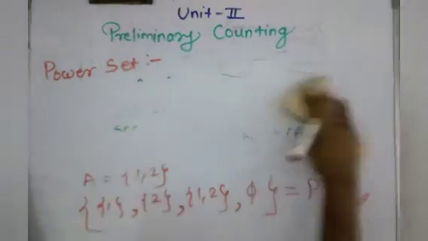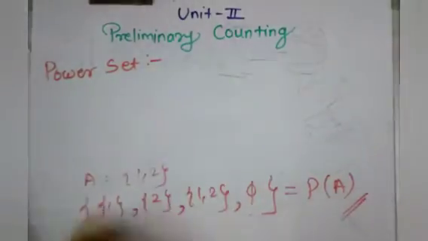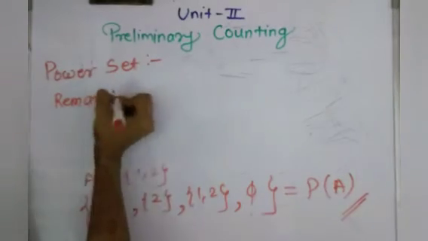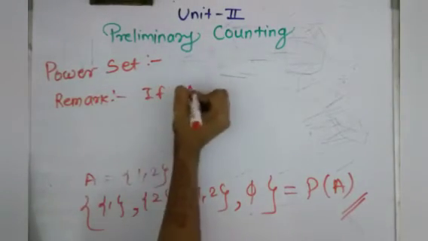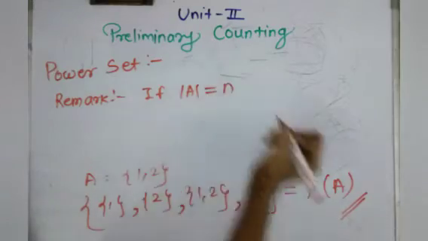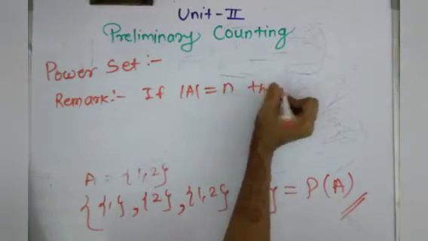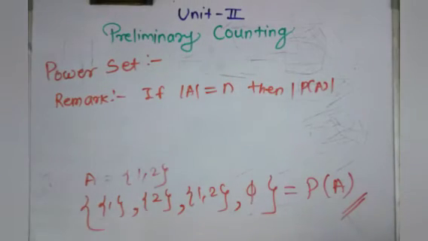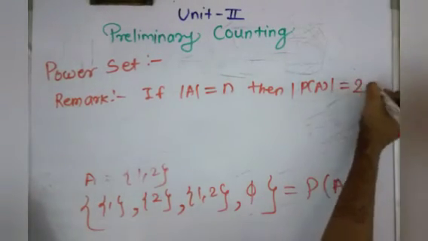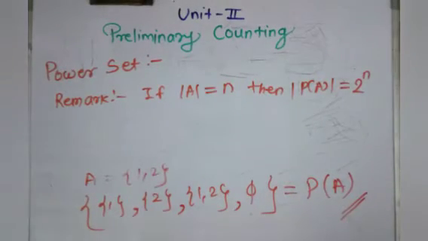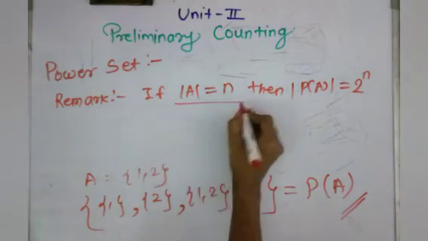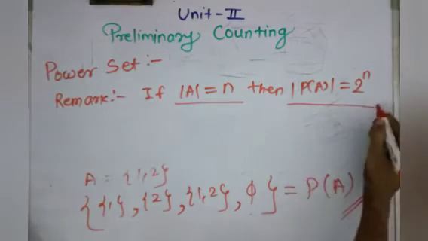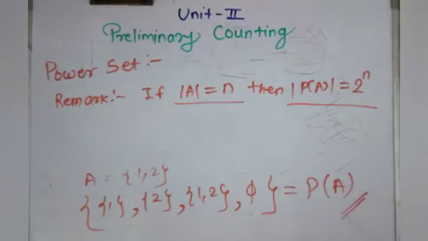There is one more example of power set, and the remark for power set: if the cardinality of A is n, then the cardinality of P of A, the power set of A, equals 2 raised to n. I repeat, if the cardinality of A equals n, then the cardinality of the power set is 2 raised to n.